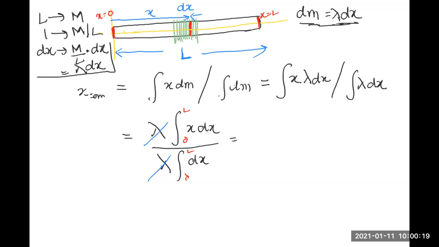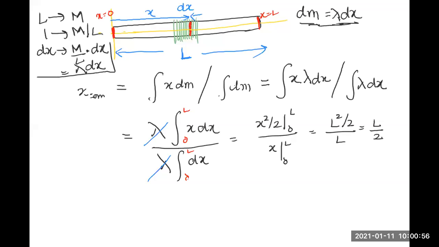So the integration of x dx is x square by 2, limits are 0 to L. And the integration of dx is simply x, again the limits are 0 to L. So I get L square by 2 divided by L, which is equal to L by 2. Right? And we already knew that the center of mass x coordinate would be at the center of this rod because it is symmetrical and it is uniform. Okay? I hope the steps are clear.